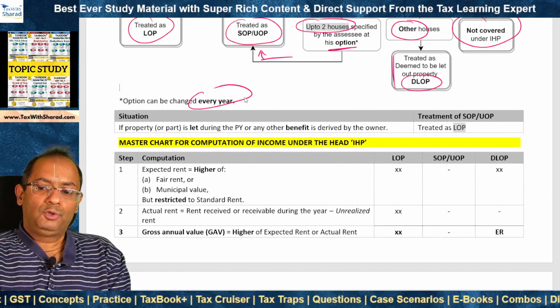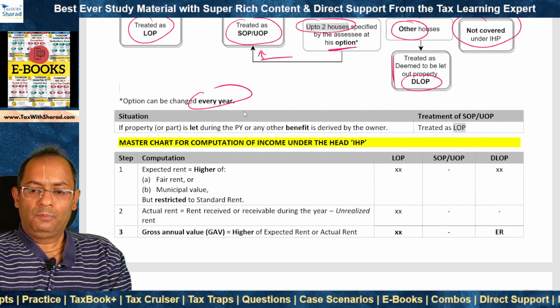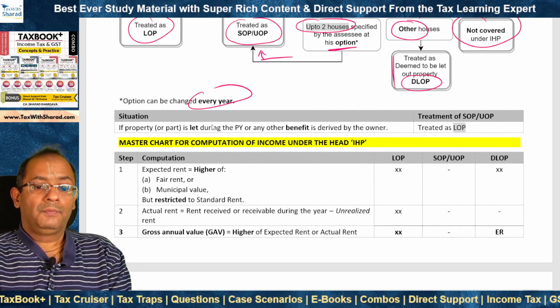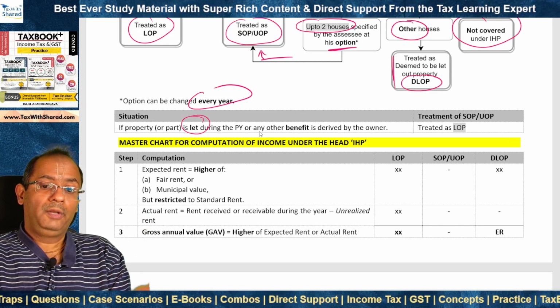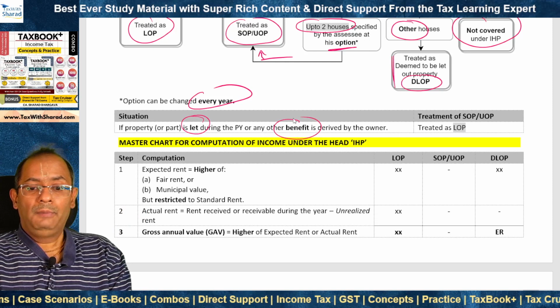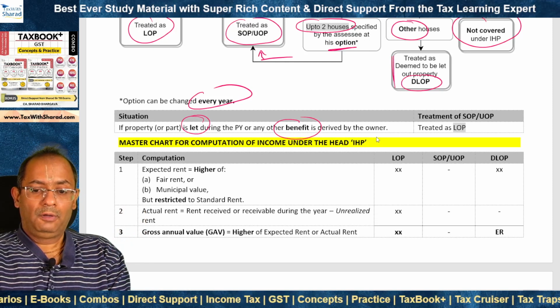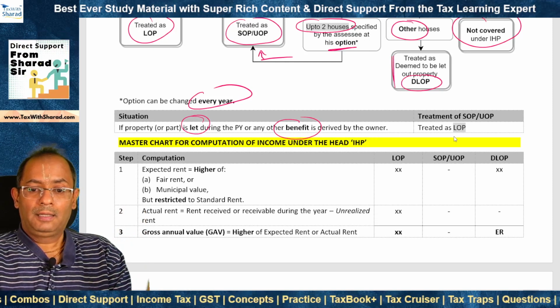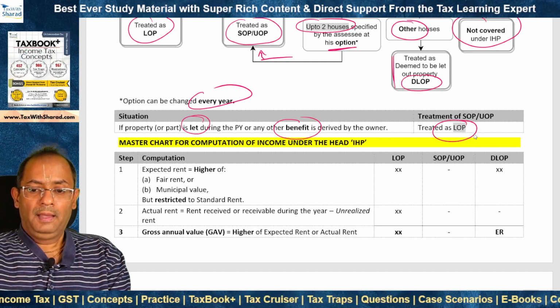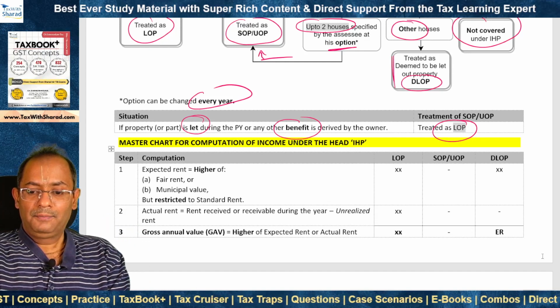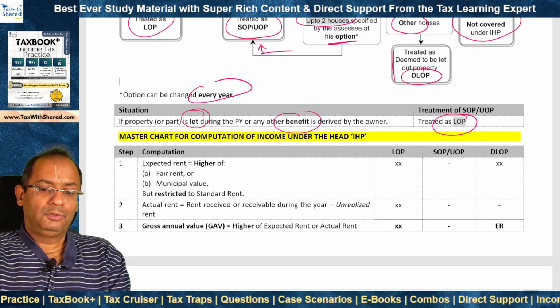Now, as far as SOP or UOP is concerned, where the property or any part thereof is let during the previous year, or any other benefit is derived from such property by the owner, then the classification is changed from SOP or UOP to that of a LOP, and the tax treatment applies as that which applies in the case of a LOP.